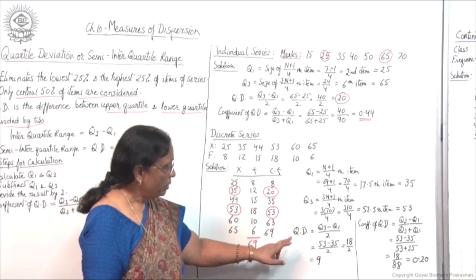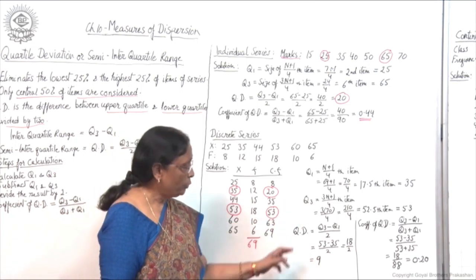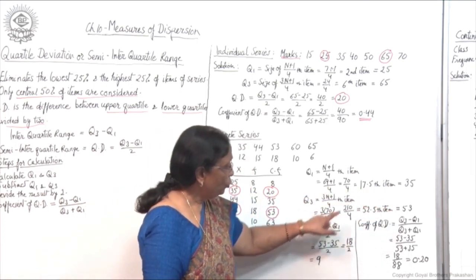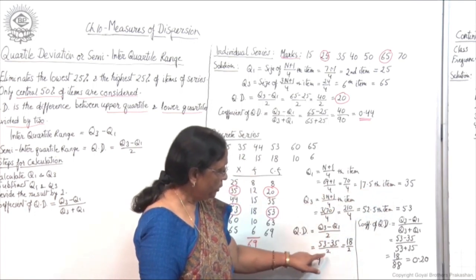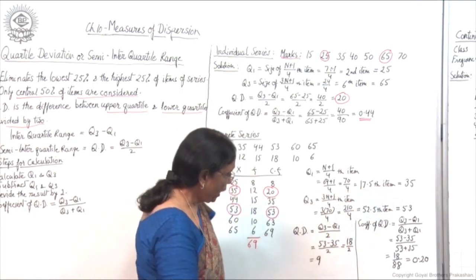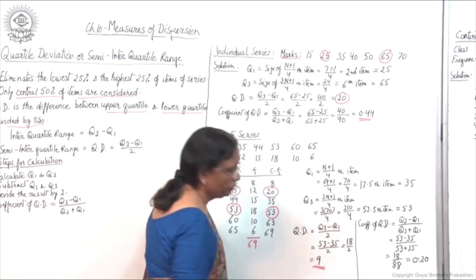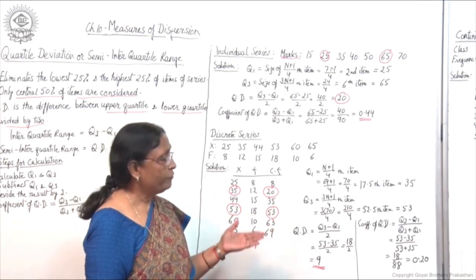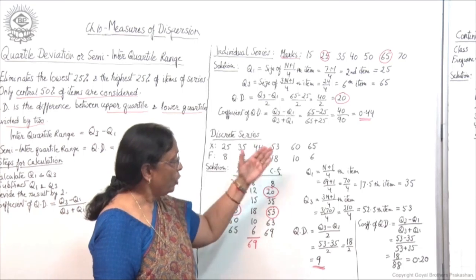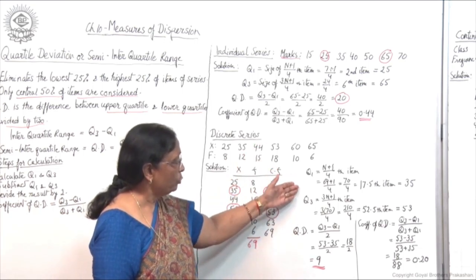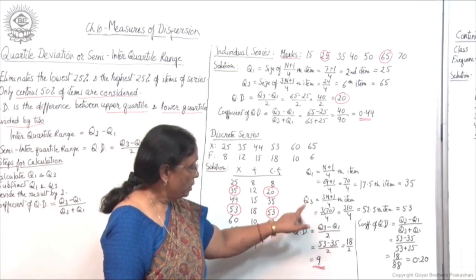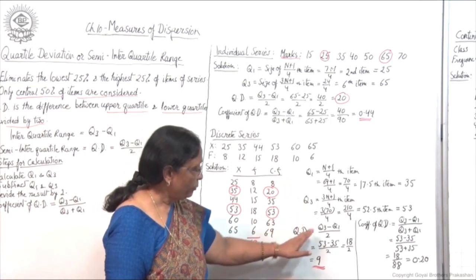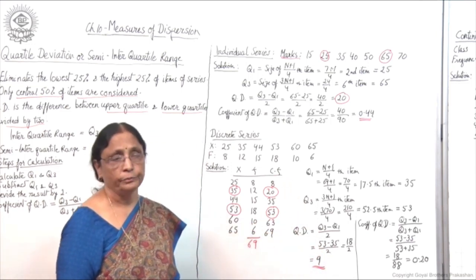After calculation, calculate QD. QD is Q3 minus Q1 upon 2. Q3 you have got 53, Q1 is 35, put the values, divided by 2, 18 upon 2, and QD is 9. So simple, very simple to calculate. Enough practice you have done in the case of quartiles. You know how to calculate quartiles, that is Q1 and Q3, and QD is just Q3 minus Q1 upon 2, the same. First you have to calculate this and then put the values and get the answer.